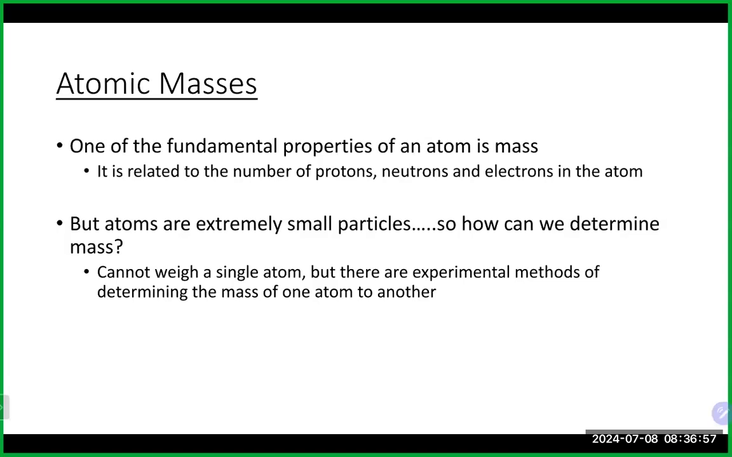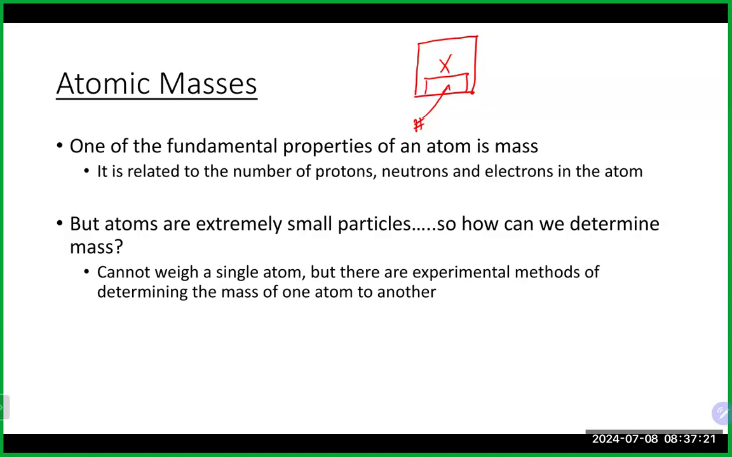So first thing we're going to talk about is really the atomic mass, and a reminder that as we talked about when we did atomic number and mass number and all that good stuff, the atomic mass actually is the number that we see below the symbol there on the periodic table. And it is one of the fundamental properties of an atom. It's obviously related to how many protons, electrons, and neutrons it has in it.